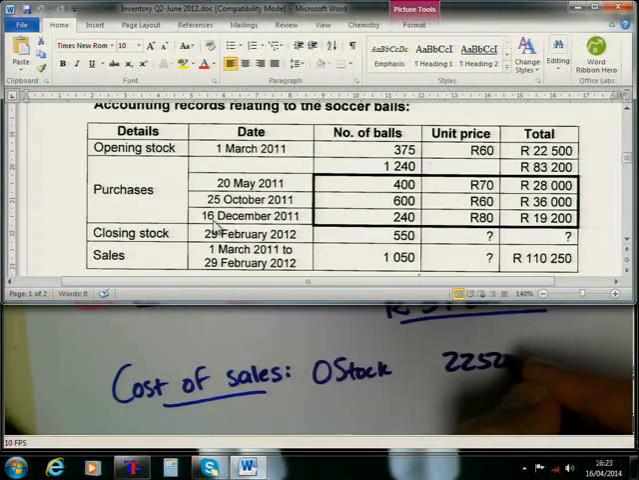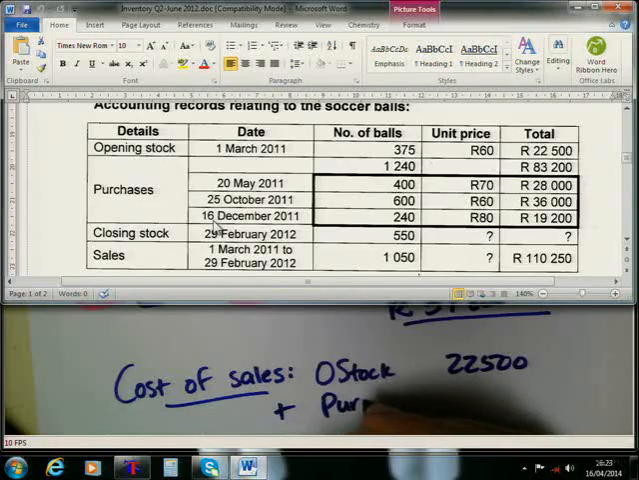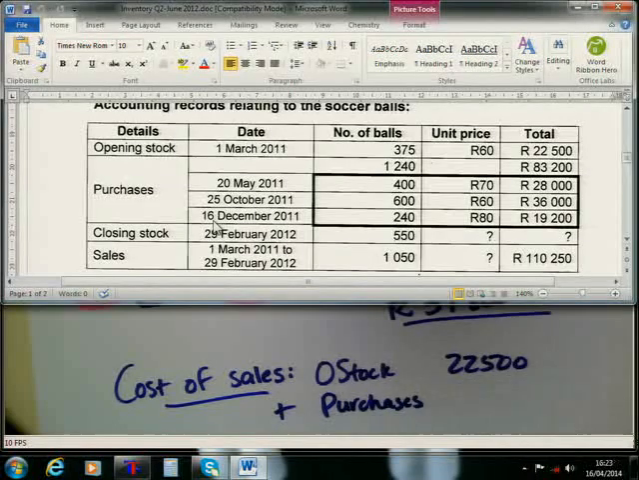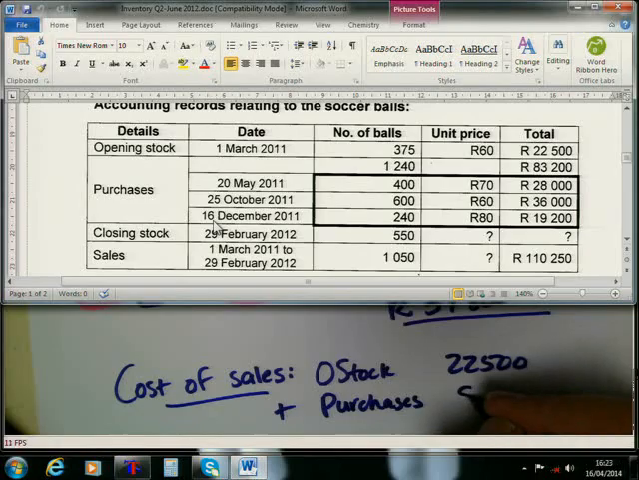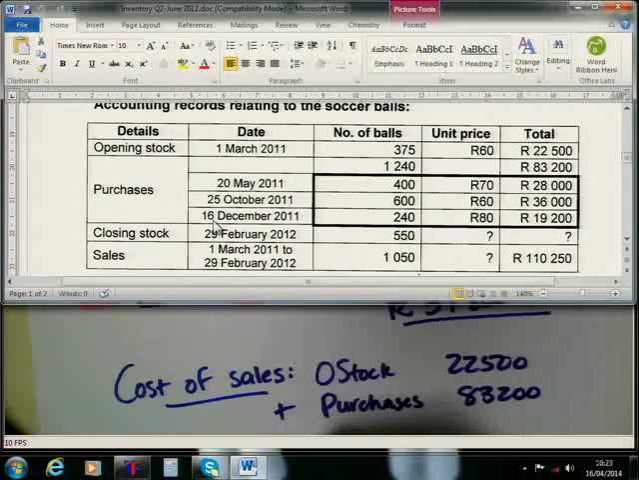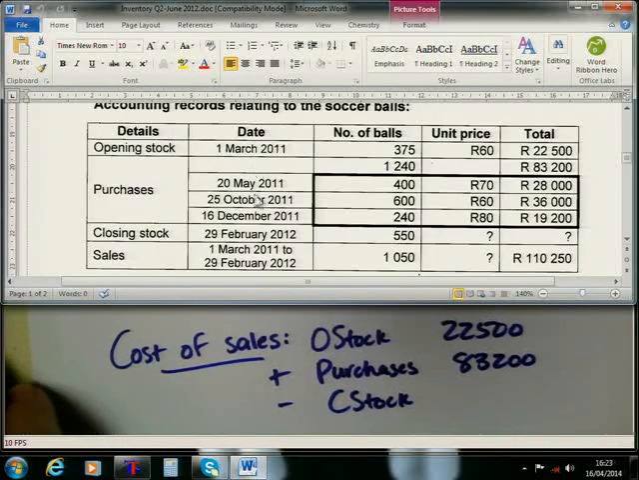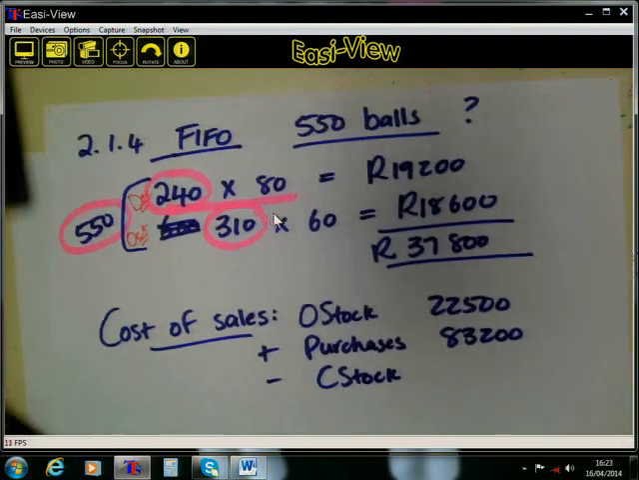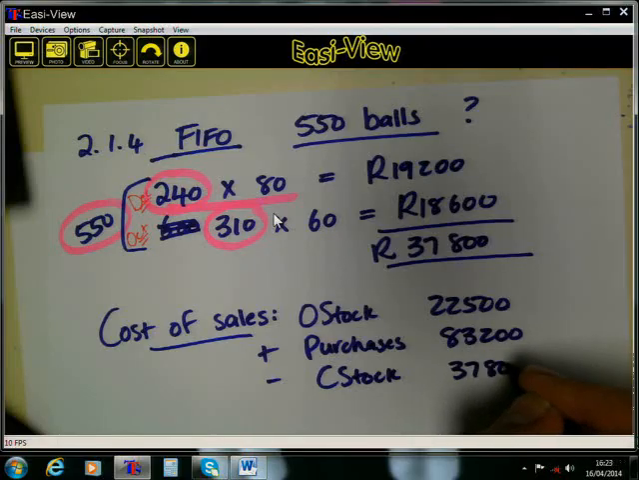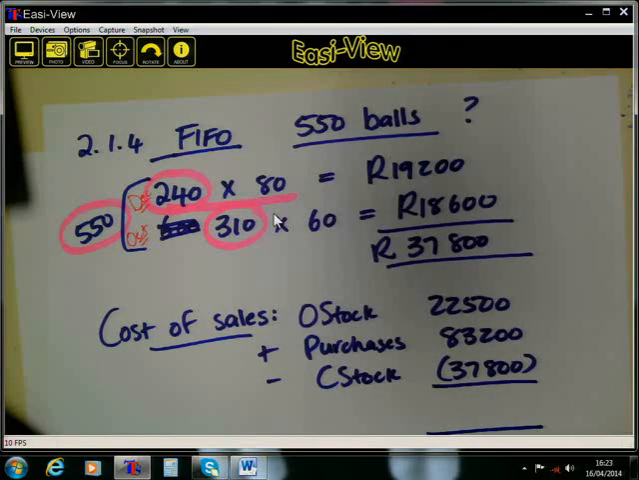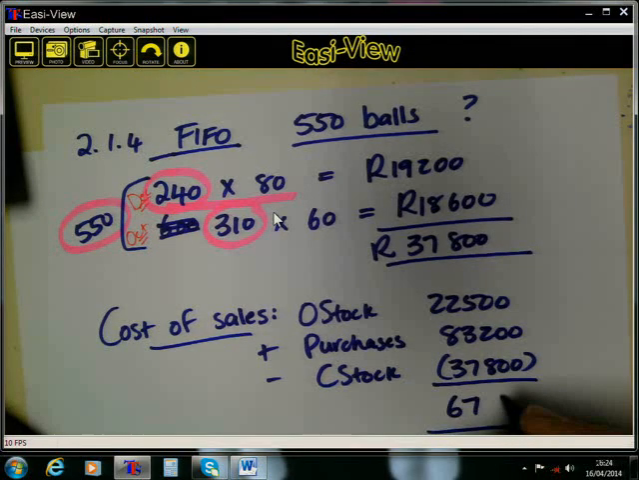22,500 plus purchases, 83,200 minus closing stock, which is the 37,800 that we just worked out. And that gives us a cost of sales of 22,500 plus 83,200 minus 37,800. And that gives us 67,900.